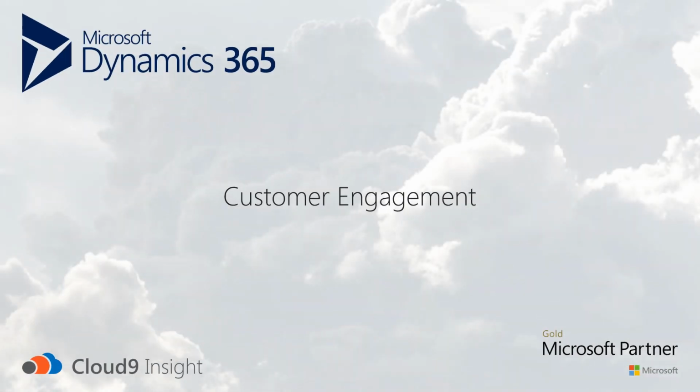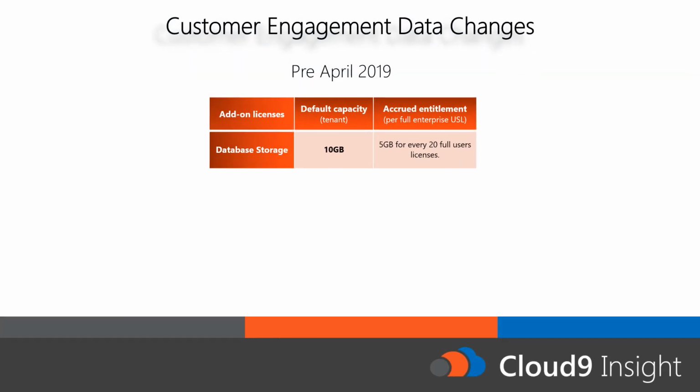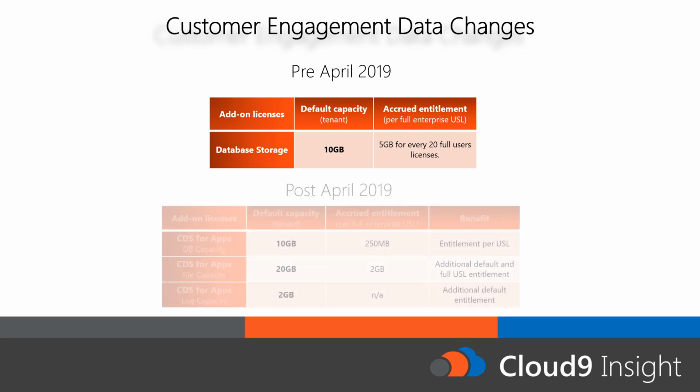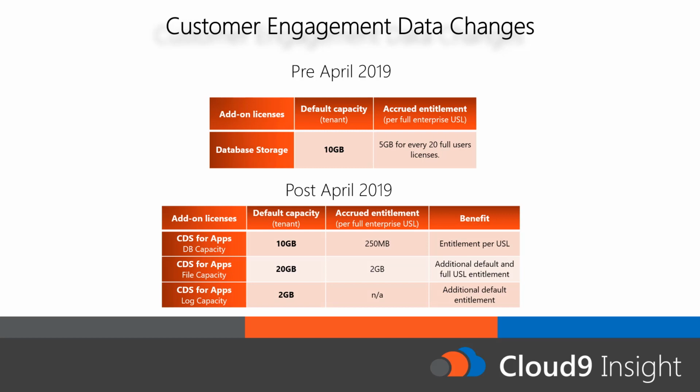For the customer engagement part of this, this is again a recap of what we have right now. We have 10 gigabytes of database storage, and then we have the accrued entitlement per full enterprise USL. Per 20 users, you'll get 5 gigabytes additional storage. Post April 2019, this is how it's going to change. The database capacity is 10 gigabytes, and the accrued entitlement per full enterprise USL will be 250 megabytes.